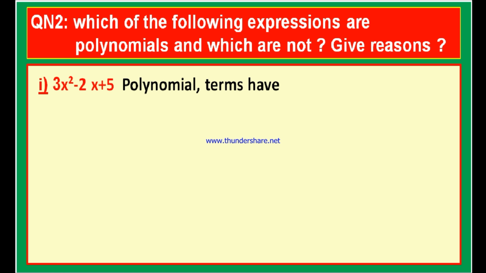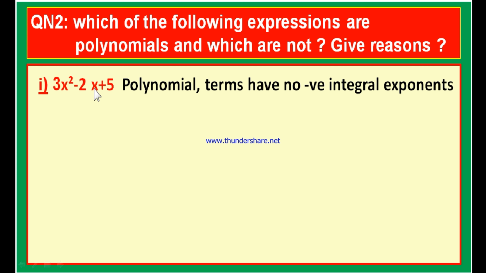3x square minus 2x plus 5. Here if you observe this polynomial, how many terms you can find? Good. There are 3 terms. The first term is 3x square, second term is minus 2x, and the third term is plus 5. Now in this polynomial, among all the 3 terms, you can find x is the variable, isn't it? Now what is the exponent of the variable in the first term? The exponent of the variable in the first term is 2. It is a positive integer.